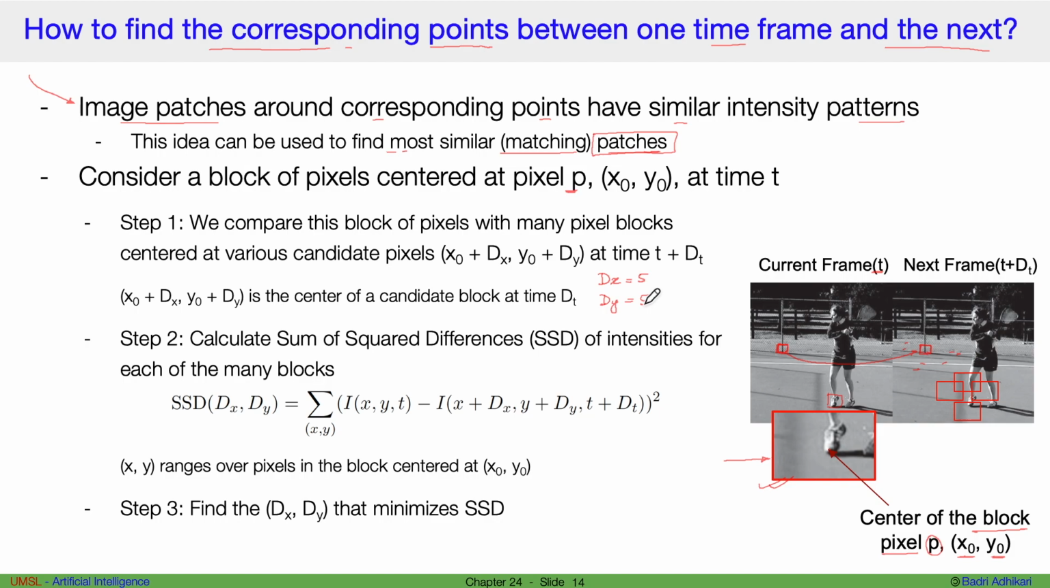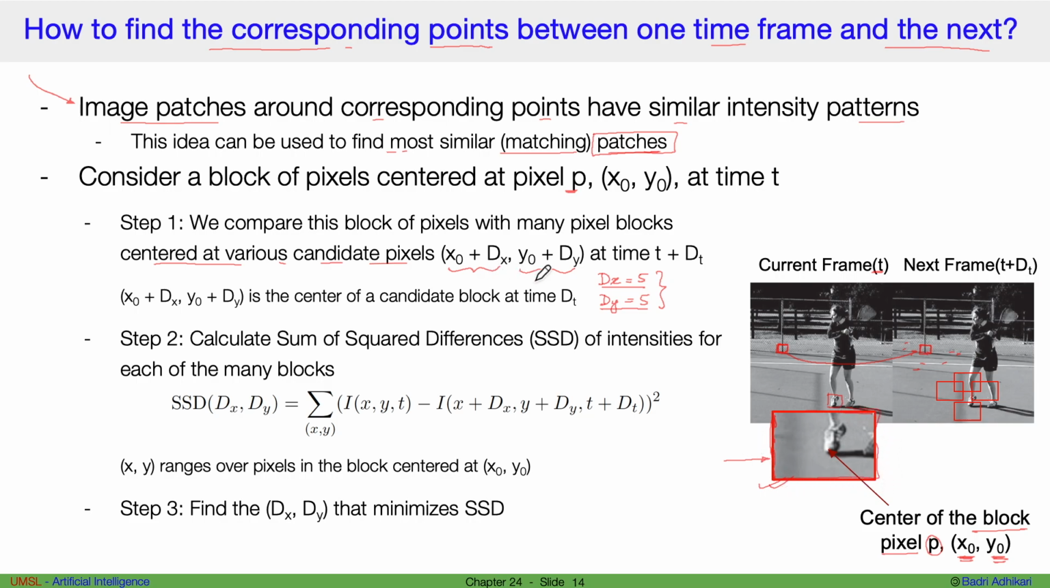These are tiny values that we can experiment and try, smaller values that we can add to x naught and y naught, our current focus, the position of the pixel we're looking at. After we have chosen random values for dx and dy, we compare this block of pixels with many pixel blocks centered at various candidate pixels, x naught plus dx and y naught plus dy, in the second frame.